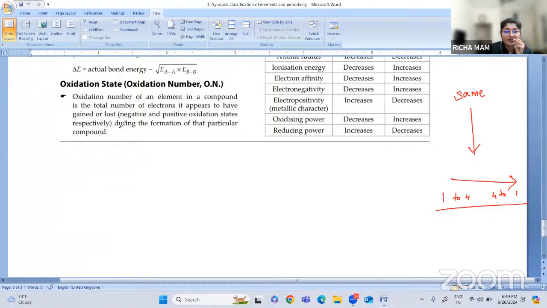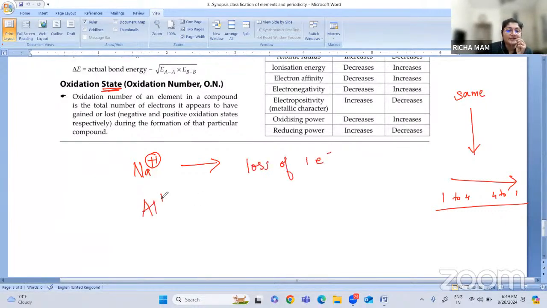Okay, it appears to have gained or lost during the formation of a particular compound. Okay, oxidation state. Now suppose Na plus. Na plus means what? It has lost 1 electron. So plus means what? There is a loss of 1 electron.